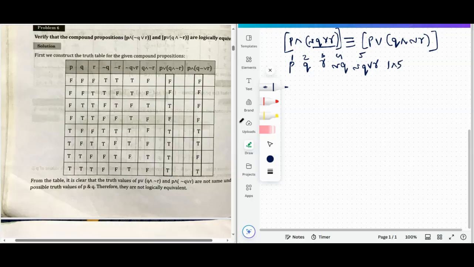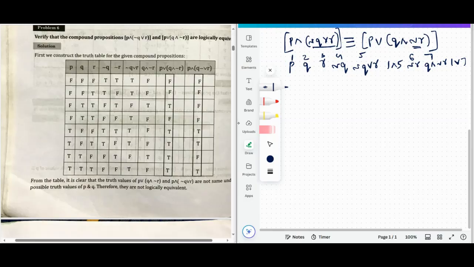The same way we'll take the other one also. First we will take negation R, then we'll take Q and negation R. Then I'll call this as 6 and then this is 7. So it will be 7. Then I'll take first one with the seventh one. So it will be 1 or 7.